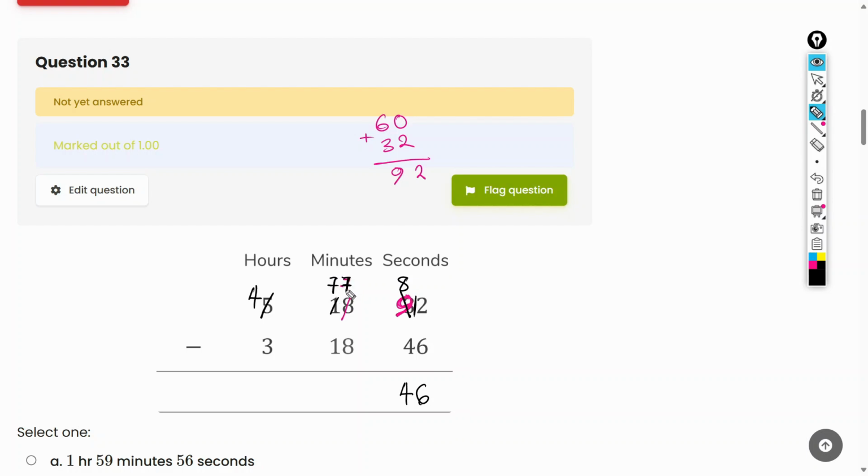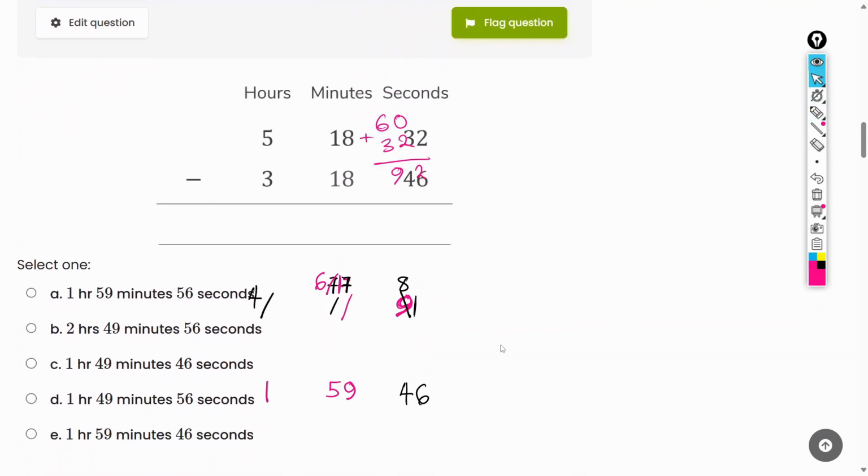So 77 minus 18. 7 minus 8 wouldn't work, so we borrow from here. That's 6. Then this becomes 17. 17 minus 8 is 9. And then 6 minus 1 is 5. And then 4 minus 3 is 1. So that's 1 hour, 53 minutes, 46 seconds.